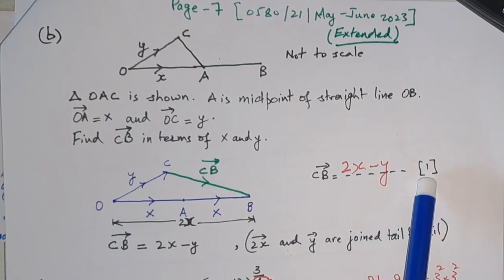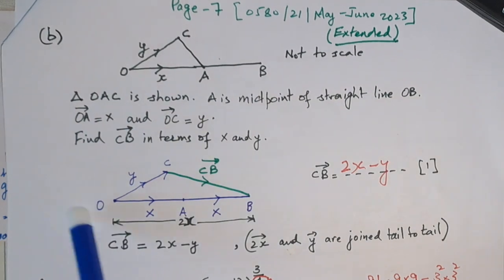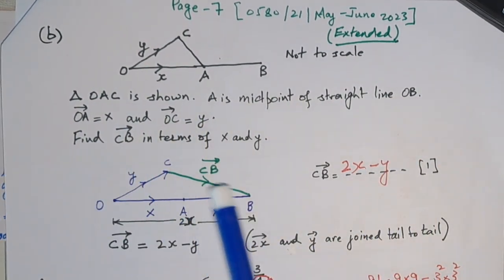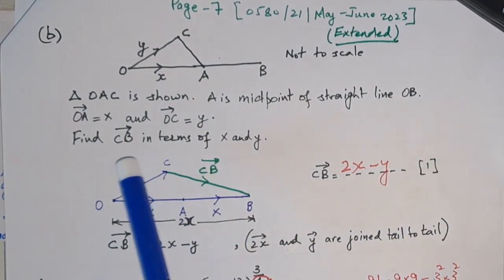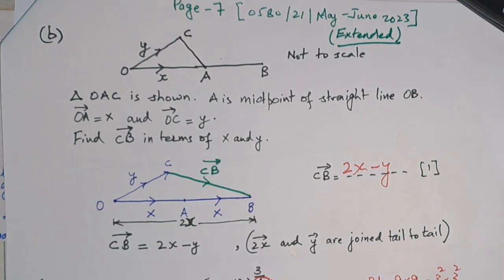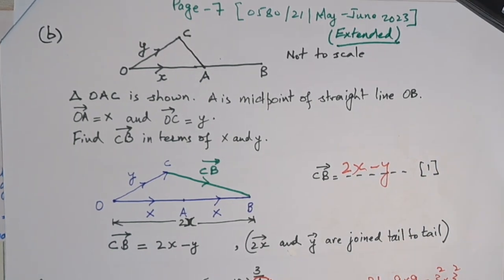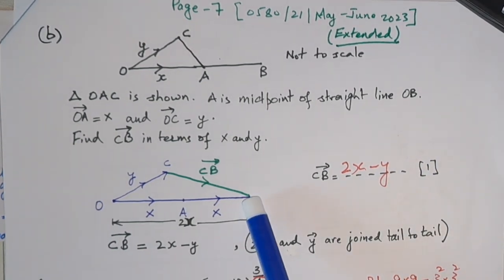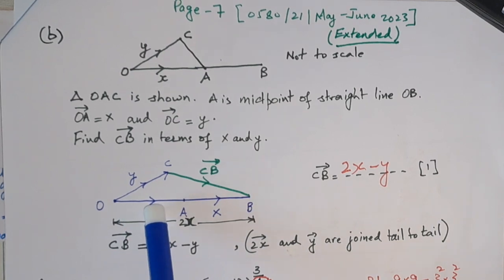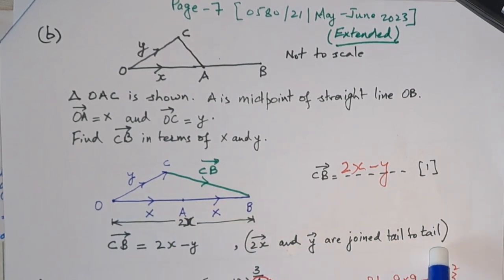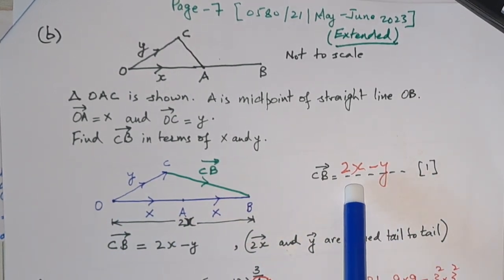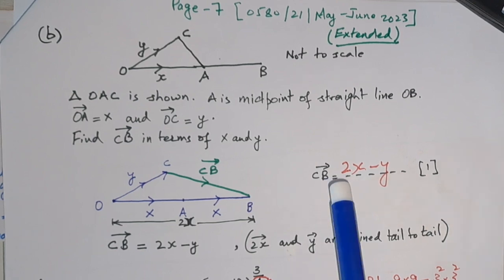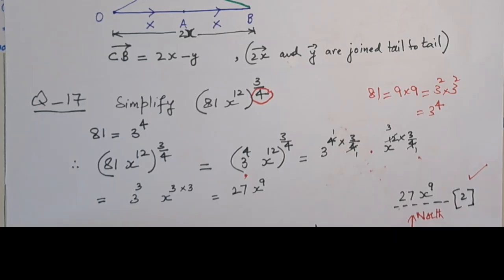and get 1 mark. Now, if you are proficient enough, you don't have to do this explanation in this question because there is only 1 mark. You just write down 2x minus y and get the answer. If this question was 3 marks, you would do this, write down this, and then write the answer, and you'll get 3 marks.